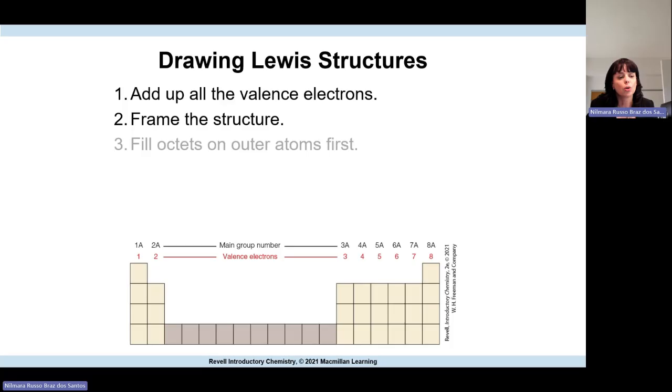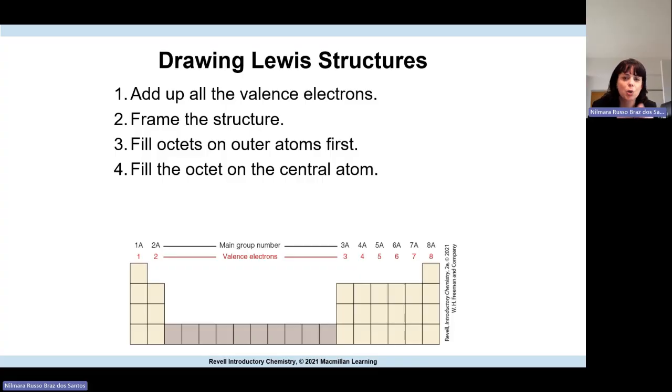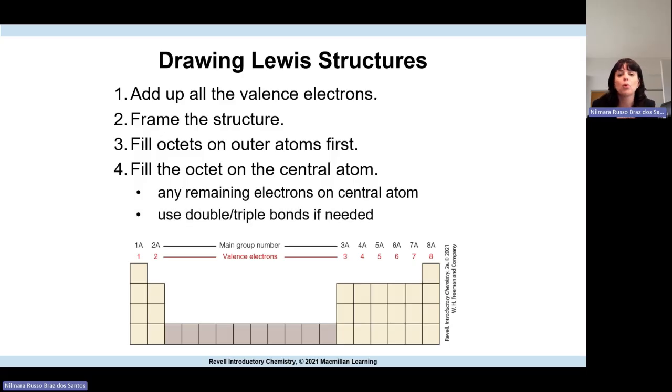Then you frame the structure, or draw the skeleton of the structure, which means draw the elements and connect all the elements together. And then you start distributing all the electrons that you have around, and leave the central element for last. Okay? Any remaining electrons on the central atom, use double or triple bonds if needed.